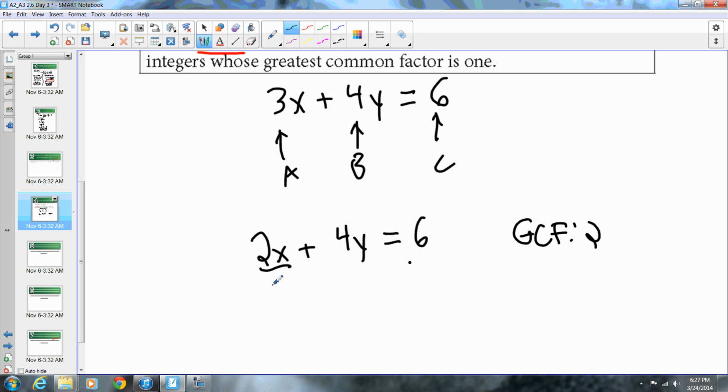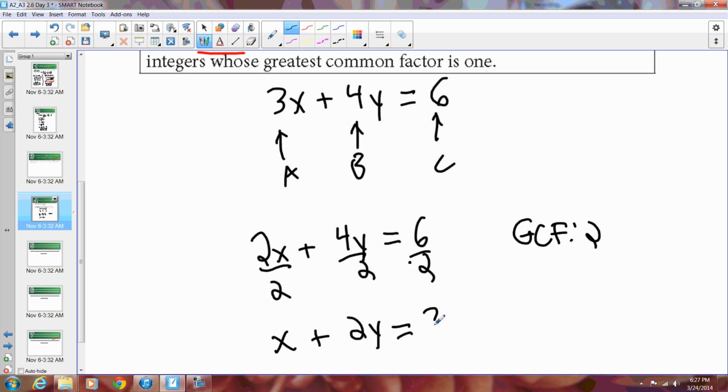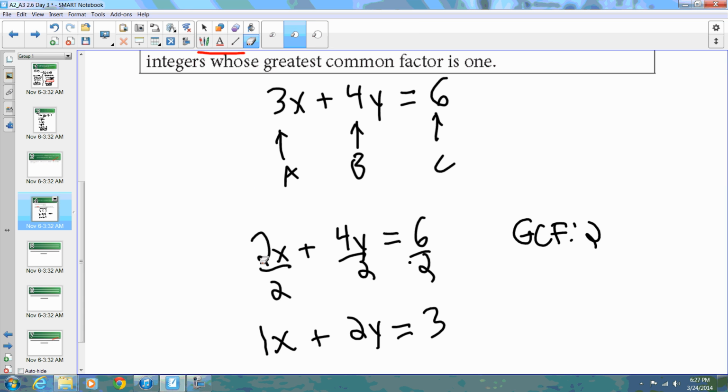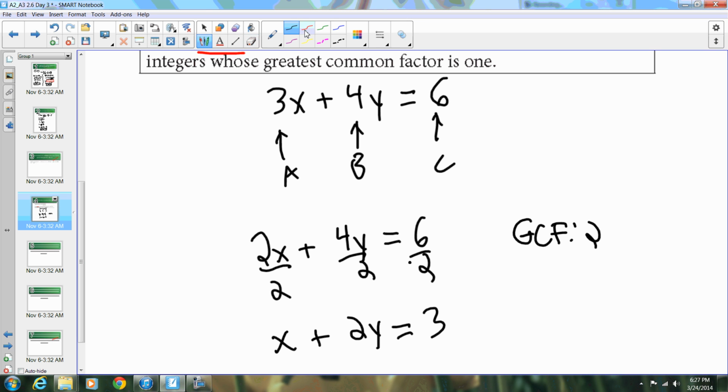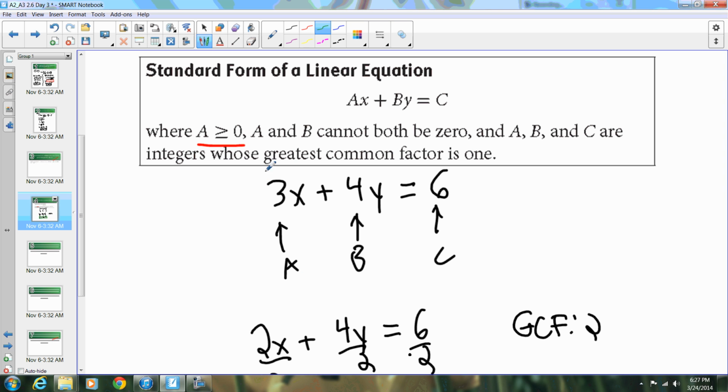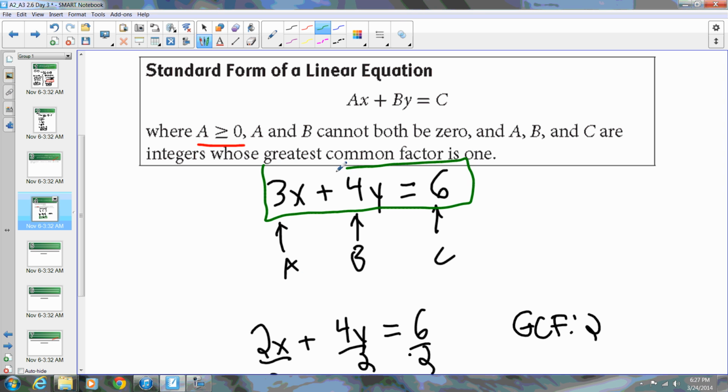So if I divide every term by 2, now my equation is in standard form: x plus 2y is equal to 3. Here we have coefficients A, B, and C where their greatest common factor is 1. We don't write the 1, but we know this coefficient is essentially 1. I'm going to erase this because you shouldn't be writing that, but I just want to note it. Examples of equations in standard form, I will box out in green. We have this one down here, x plus 2y is equal to 3, and we have this one up here, 3x plus 4y is equal to 6.